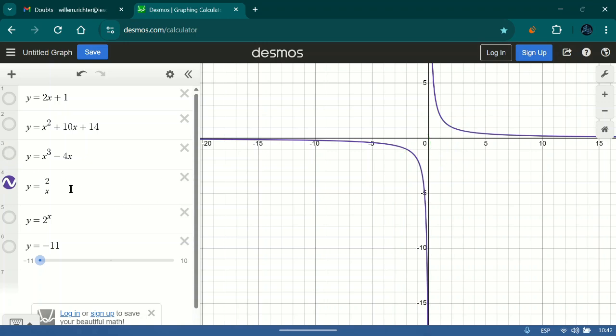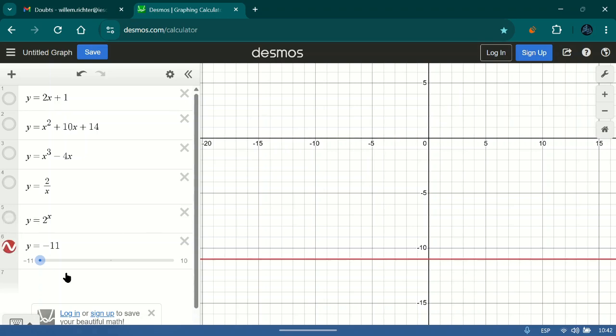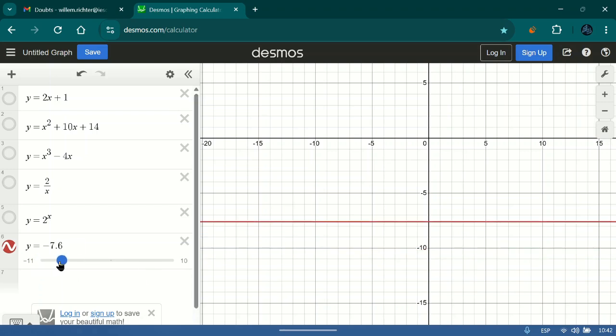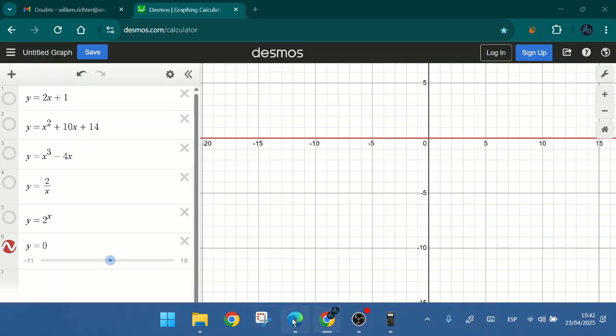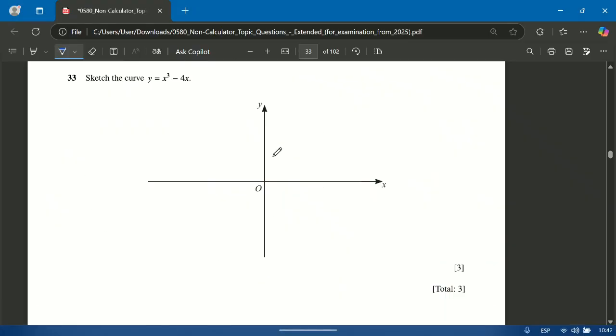Then we've got the reciprocal graphs and then the exponential graphs, of course. And remember this: a horizontal line is just y equals, and when that line is on the x-axis, y equals 0. That's important if we want to solve this. It's going to cross this graph. We know now what the general shape is going to be. It's going to be something like this.